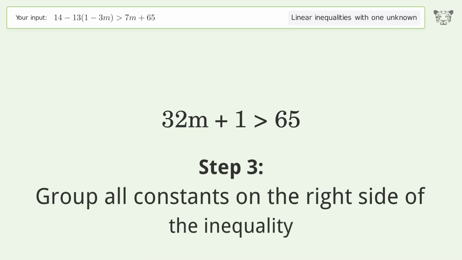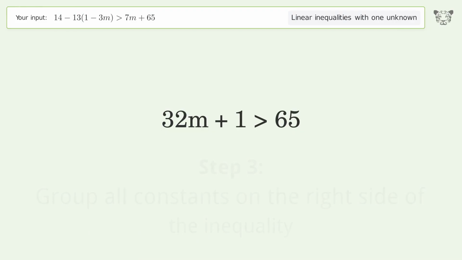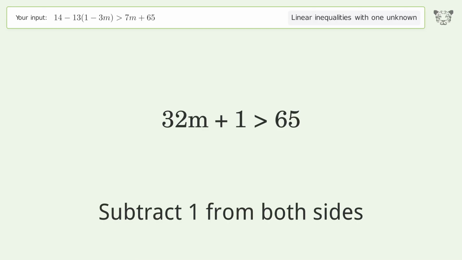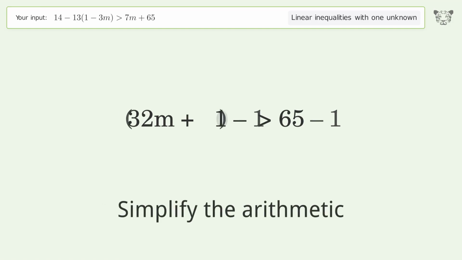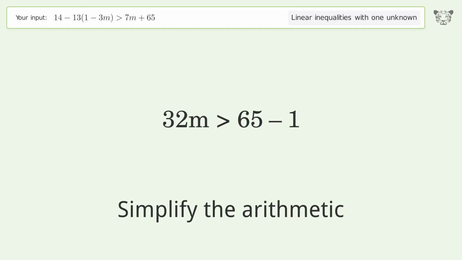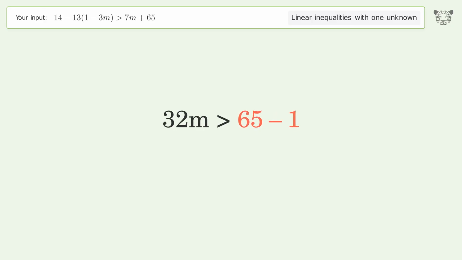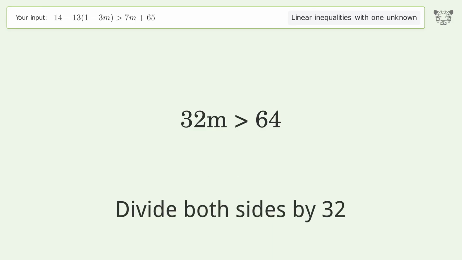Group all constants on the right side of the inequality. Subtract 1 from both sides. Simplify the arithmetic. Isolate the m. Divide both sides by 32.